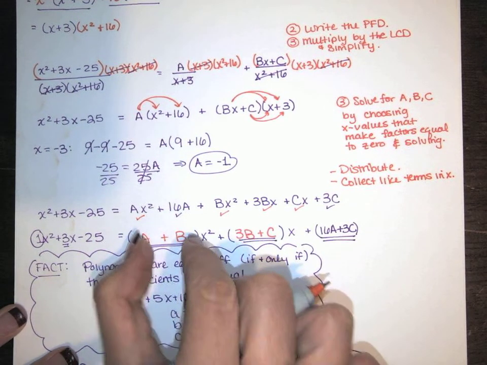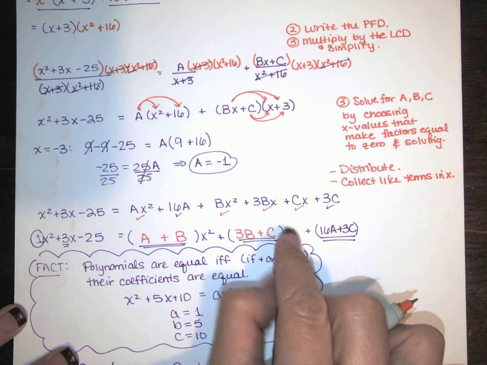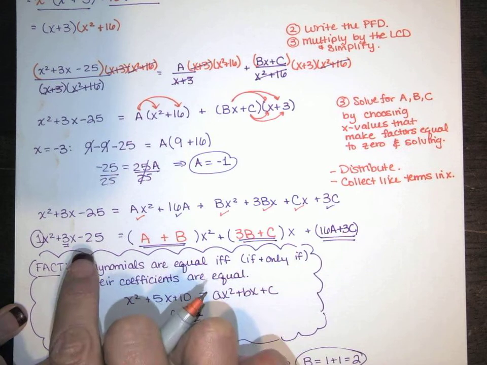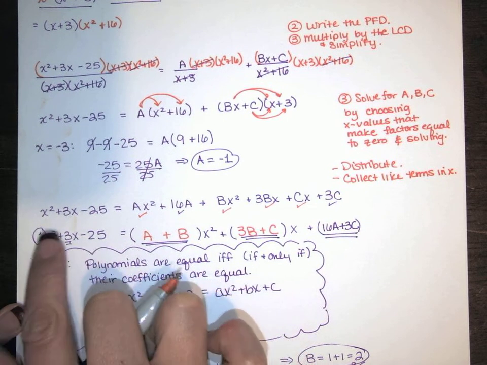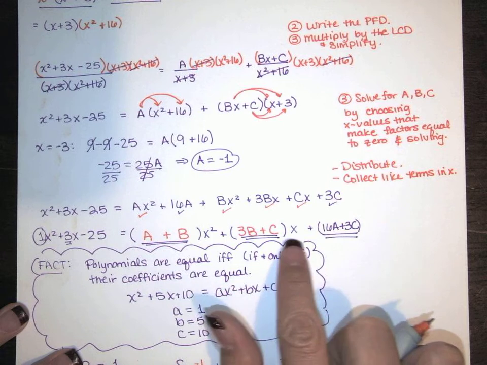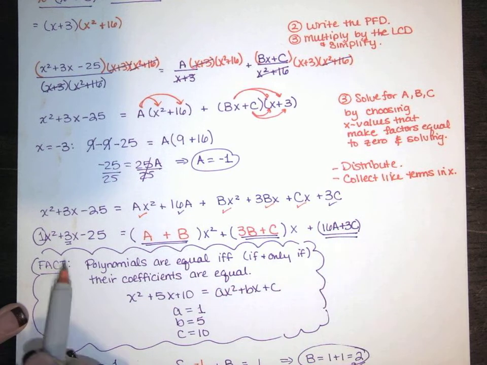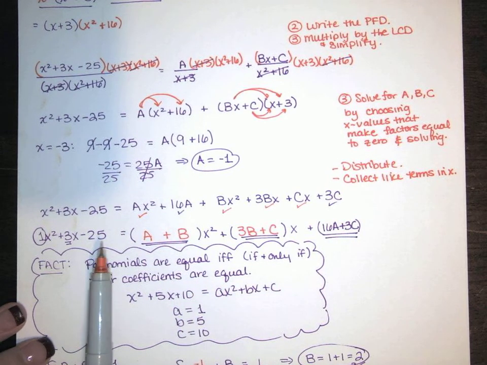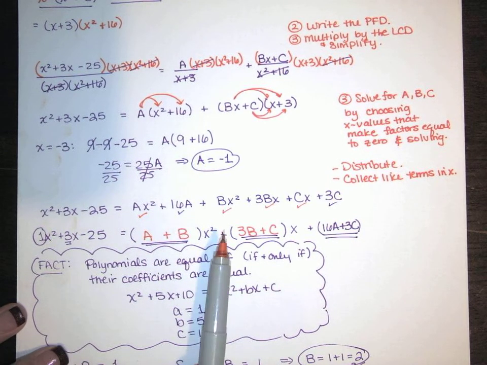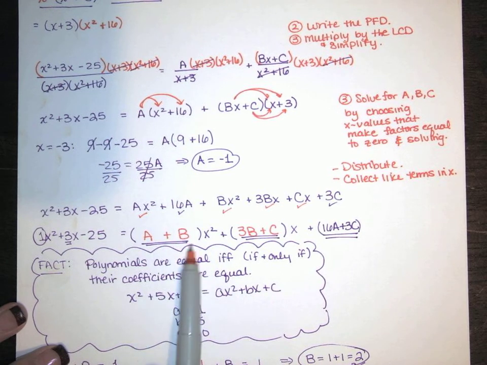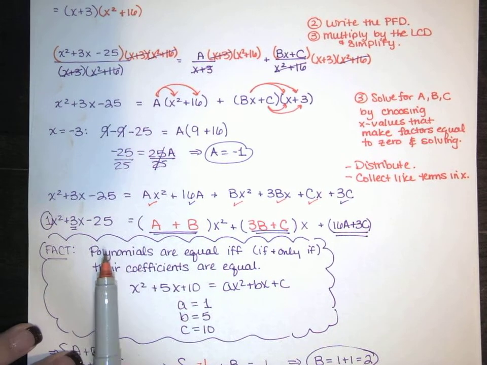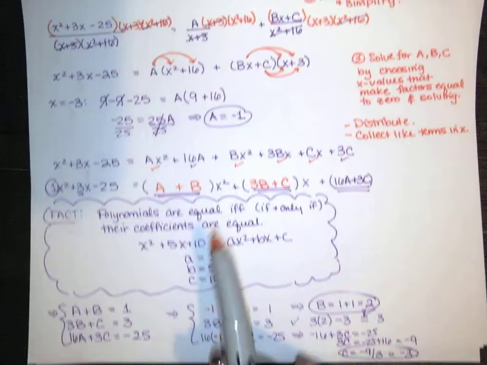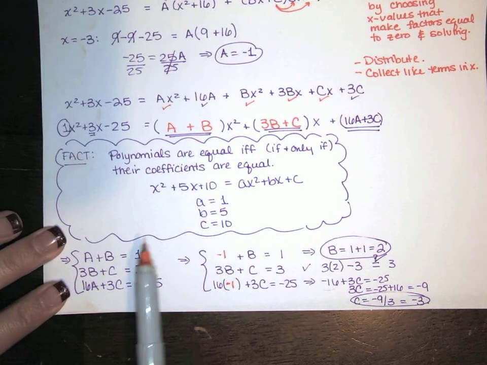So I've got something times x squared plus something times x plus something equals 1x squared plus 3x plus negative 25. These two polynomials are equal. Then, because of this fact, the only way that this polynomial could equal this polynomial is if the coefficient of x squared on this side equals the coefficient of x squared on this side. So because of this fact, I'm able to write down this system of equations.